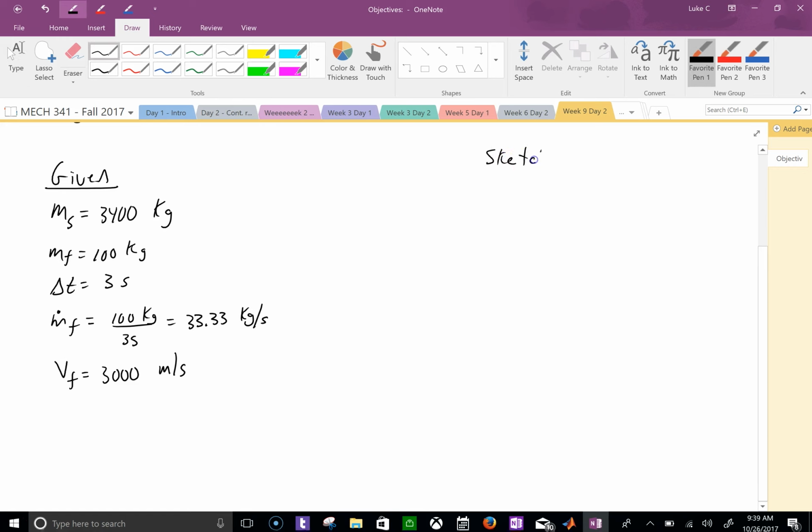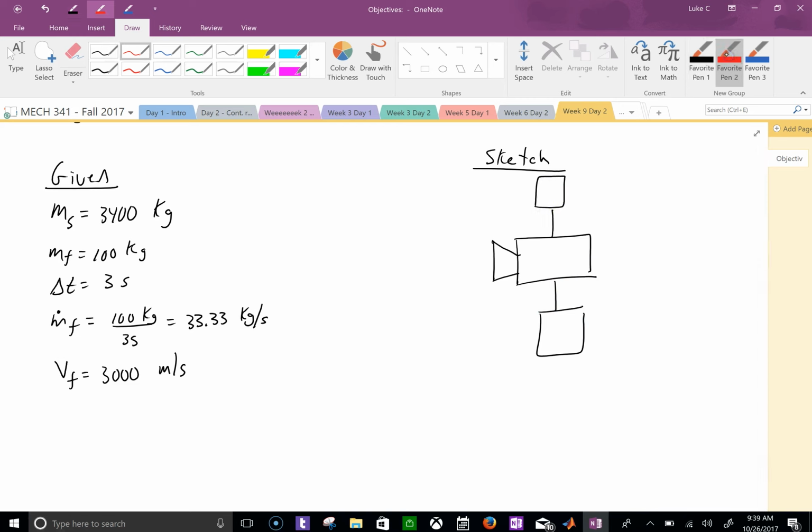Sketch. Here's our satellite. And here's our control volume. Pick the whole satellite. Can you just pick the main body? Sure. We'll label this point, I'll just say out.